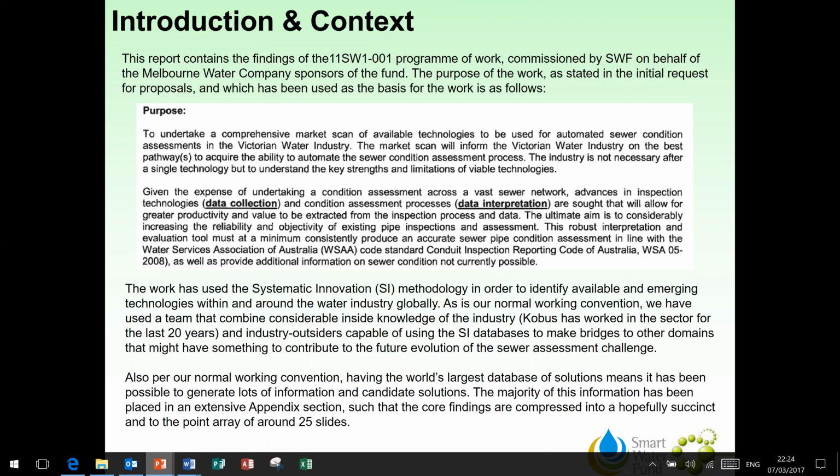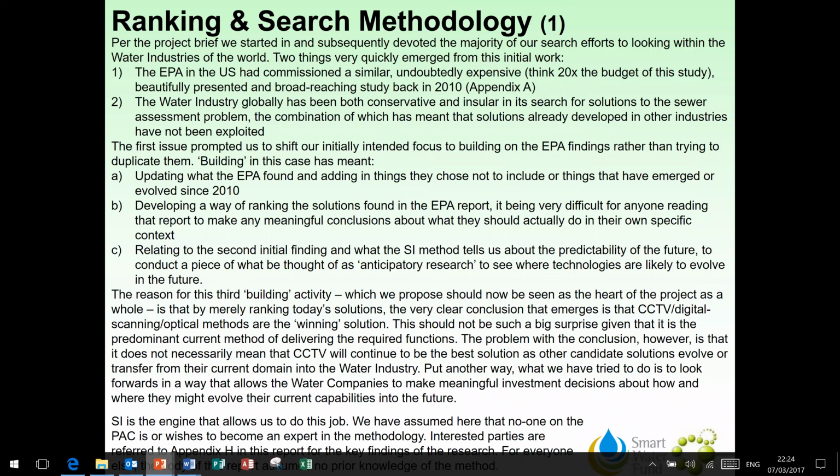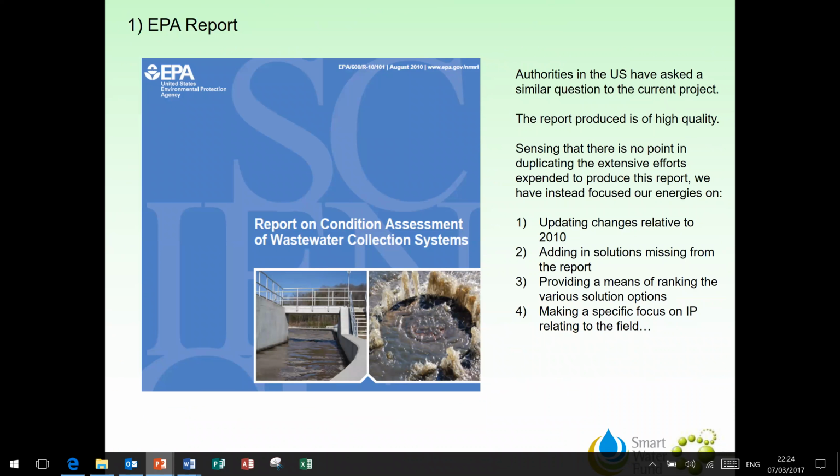So with that setting, we did our usual thing in terms of what we would call eyes on the world. So looking at what's already happened in the industry, basically trying to collate what's already out there. And very quickly into the study, we identified this piece of work here. So this was 2010. This is EPA in the States. And it felt like they'd done this enormous piece of work to try and answer the same basic question that Smart Water Fund and the water companies in Victoria had asked us.